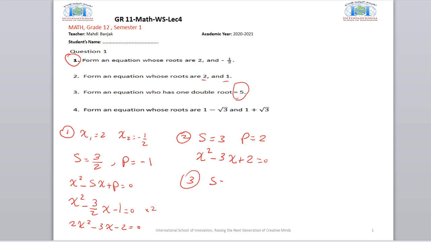Let's go, number 3. Find the equation which has a double root of 5. So you have two roots, x1 and x2, and each one of them is equal to 5. So you suppose here that x1 equals 5 and x2 also equals 5. So their sum is 10 and their product p is 25. So the equation will be x squared minus 10x plus 25 equal to 0. You may use your calculator to check.